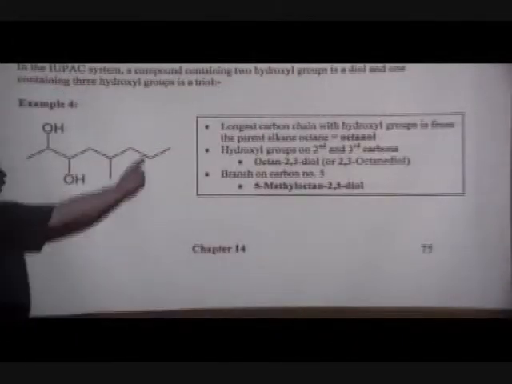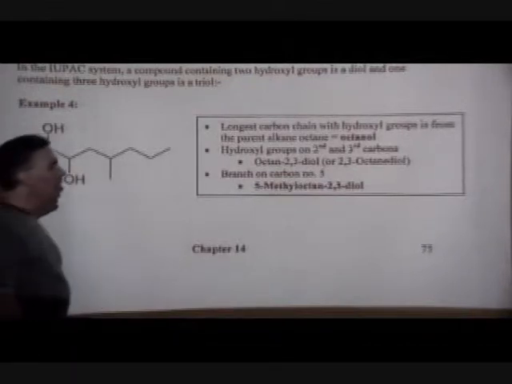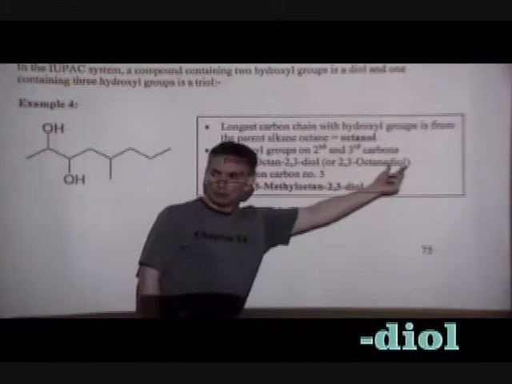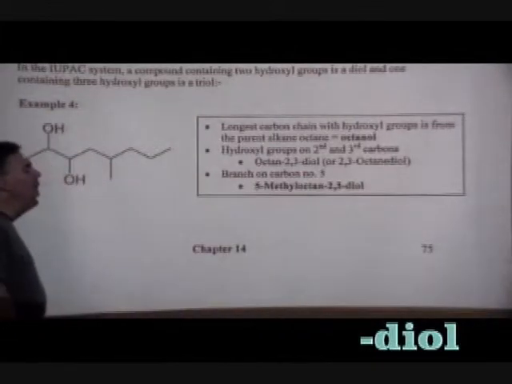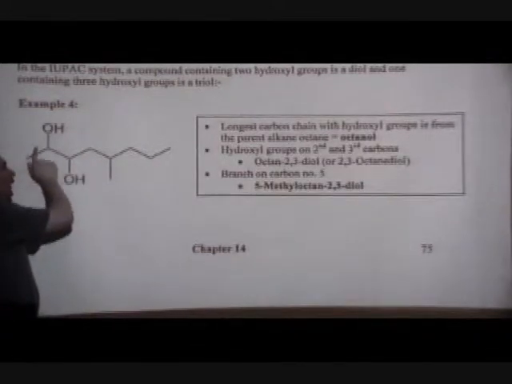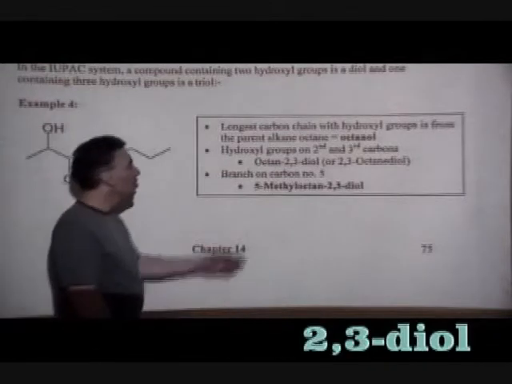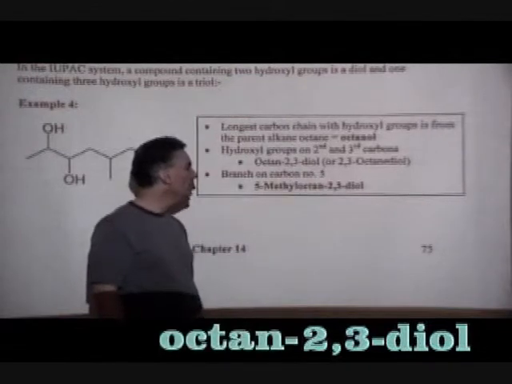So this one, looking for that longest chain, contains the alcohol group. Although this time we have two alcohol groups in the molecule. So it's a diol, ending with two alcohol groups. We want to know the position of those two groups with the lowest possible numbering. So we get 2 and 3, and we number from the left-hand side. So it's octane-2,3-diol.